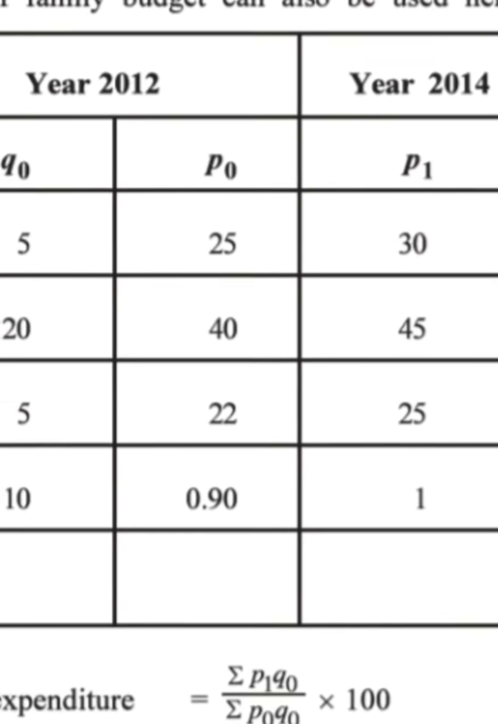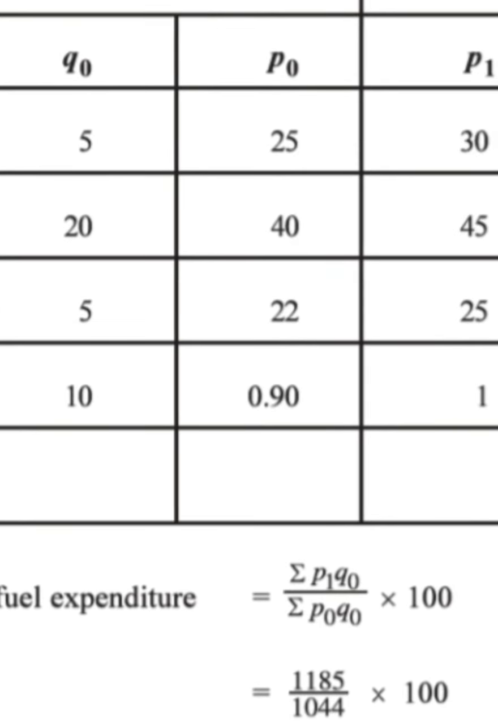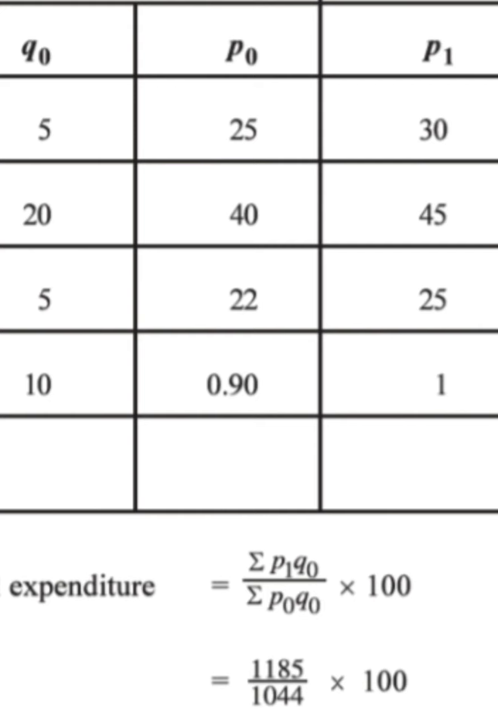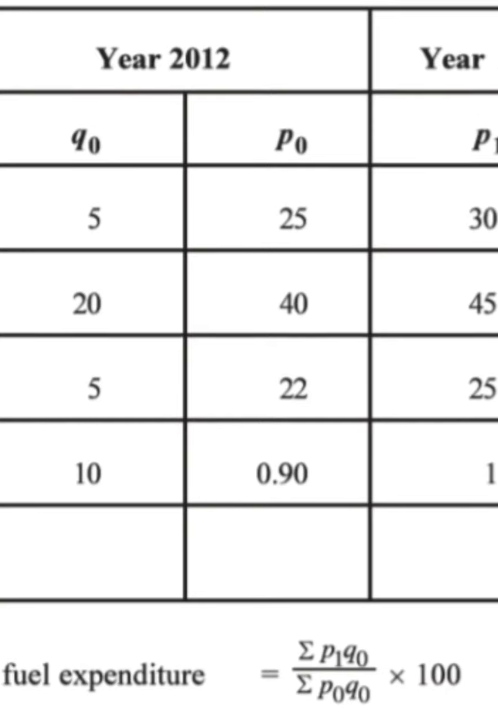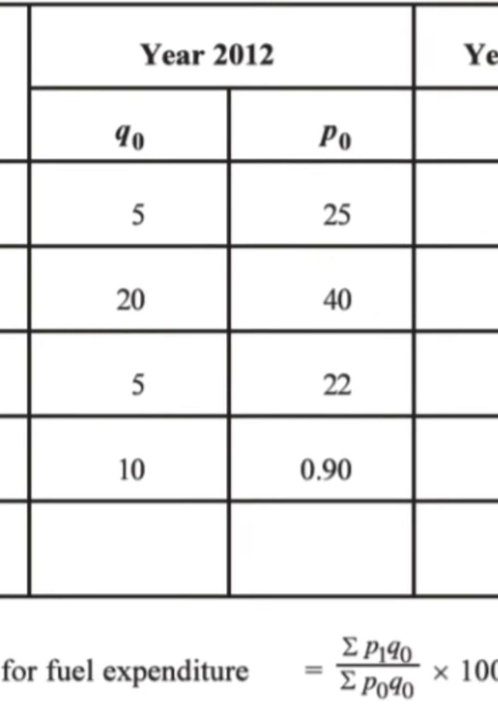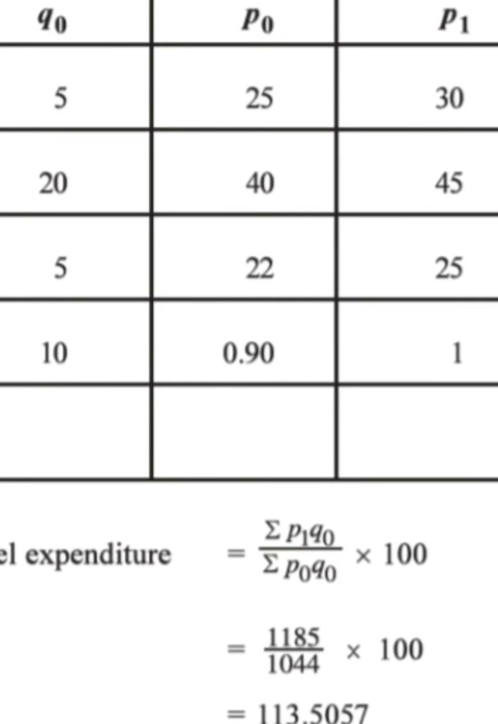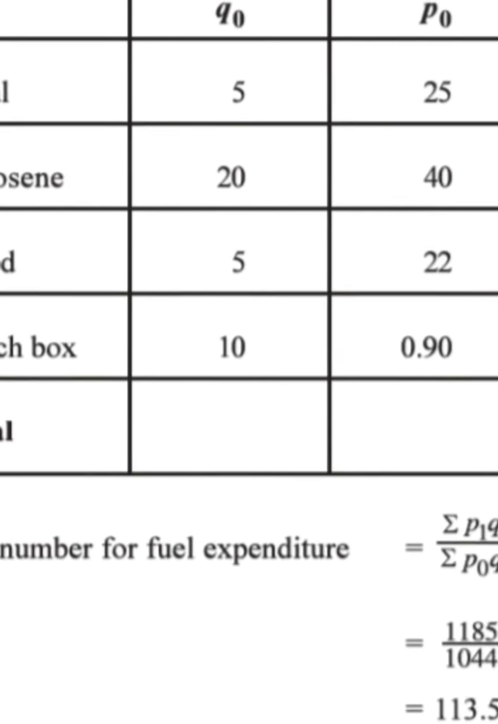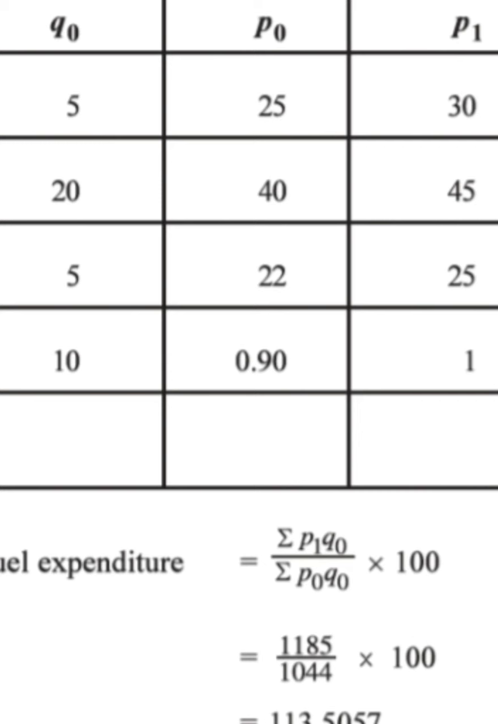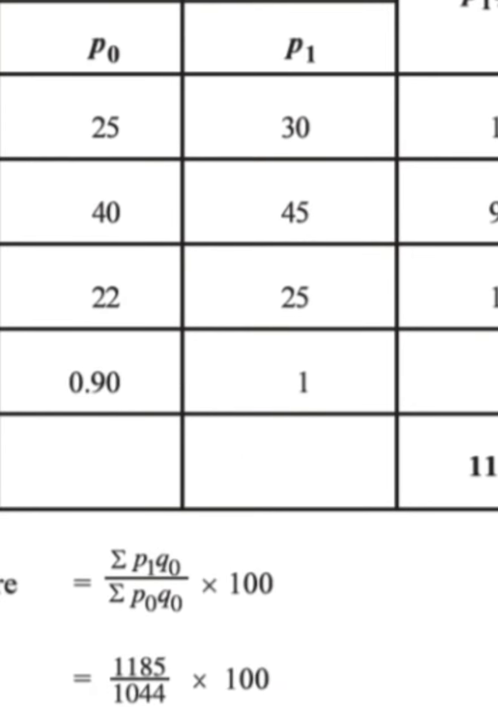Now, children, for the index number by the total expenditure method, you can use any one of them, whether Laspeyres' formula or Paasche's formula, depending upon what is given to us in the sum. Over here, we can nicely use Laspeyres' formula. So to find the index number for fuel expenditure, Laspeyres' formula is used, that is sigma P1 Q0 upon sigma P0 Q0 into 100. So over here we need to find sigma P1 Q0 and sigma P0 Q0.